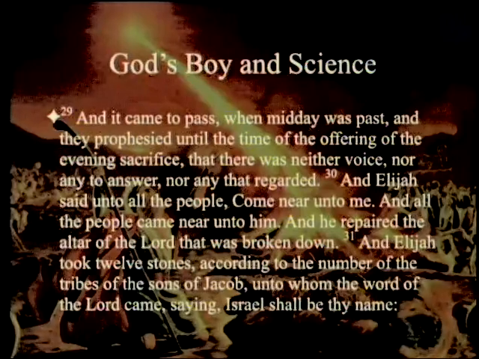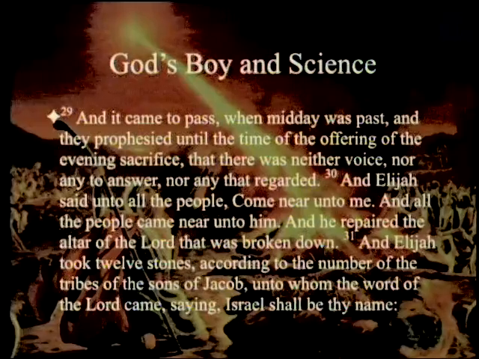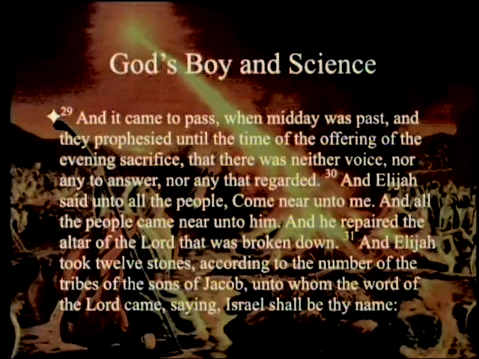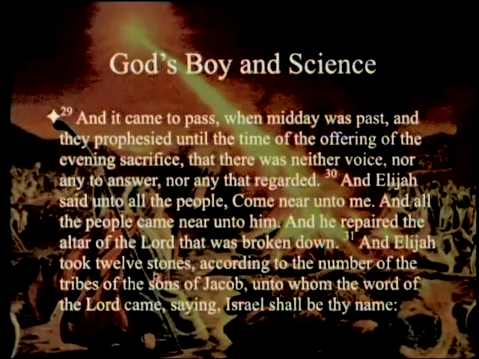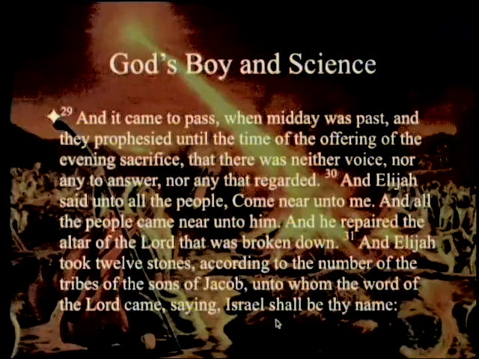And Elijah said to all the people, "Come near me." And the people came near unto him. And he repaired the altar of the Lord that was broken down. And Elijah took 12 stones, which is a politically incorrect thing to do. You see, the 10 tribes of the north would be 10 stones. He is making an argument that Israel and Judah belong together. "According to the number of the tribes of the sons of Jacob, unto whom the word of the Lord came, saying, Israel shall be thy name."